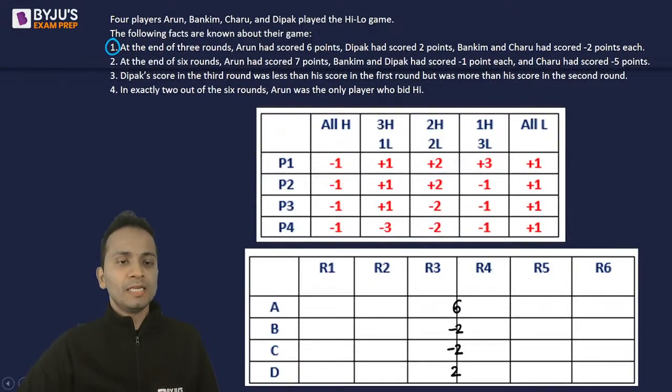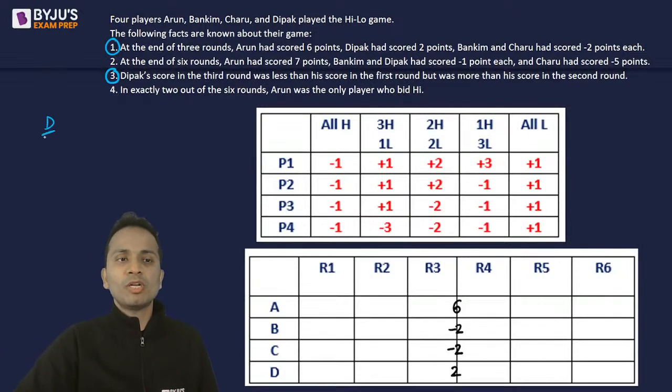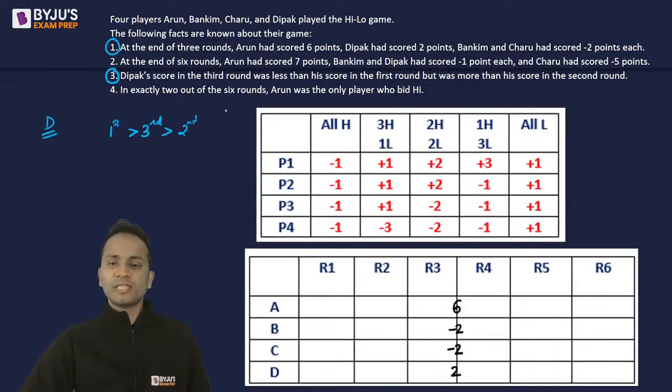Now there is another piece of information, point number 3, which is related to the scores in the first 3 rounds. Deepak's score, so they are talking about D. Deepak's score in the third round was less than his score in the first round, but more than his score in the second round. So this is for Deepak.